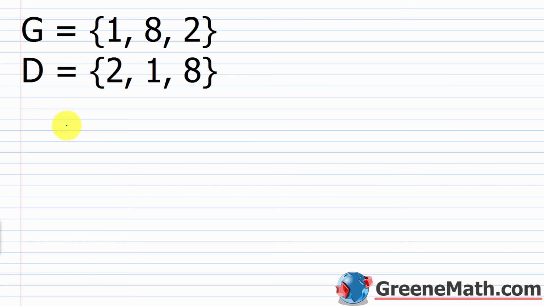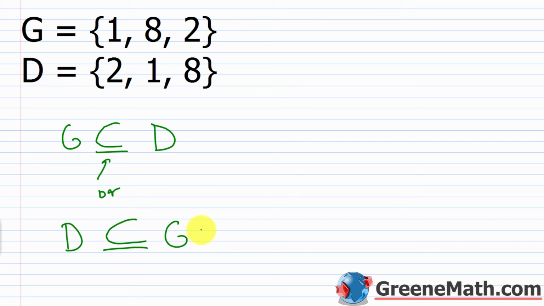So we show that by saying G is an improper subset. You see that little bar? Is an improper subset of D. And then also you can say D is an improper subset of G. And let me just label this. This is G is an improper subset of D.